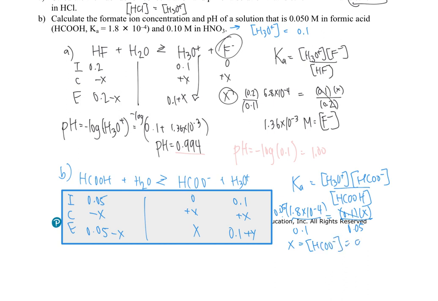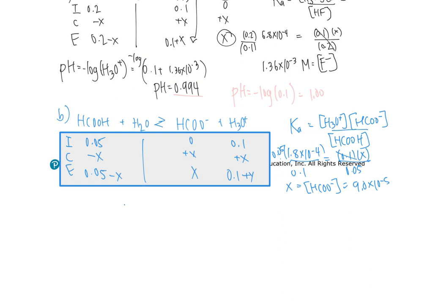Is equal to 9.0 times 10 to the negative 5. So very small. This is a weaker acid. Well, it's pretty similar actually to the other one, but we have a lower concentration. So pretty small. So that's one of the answers.